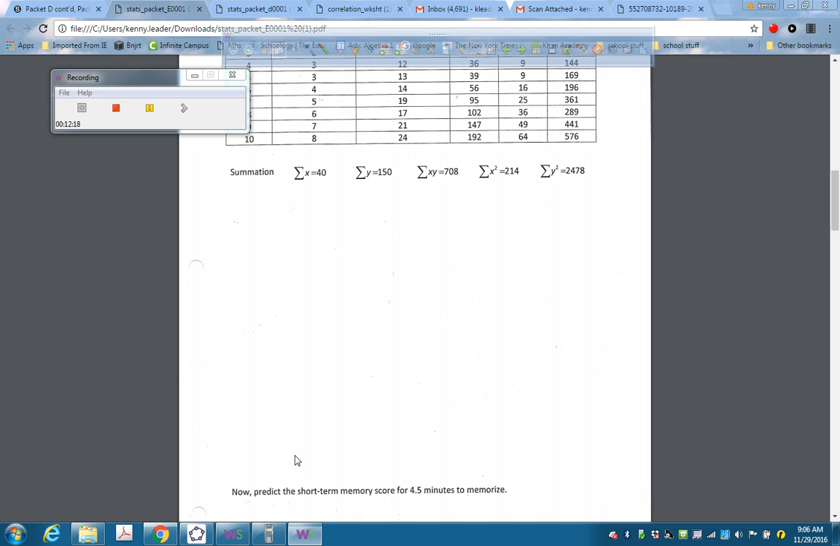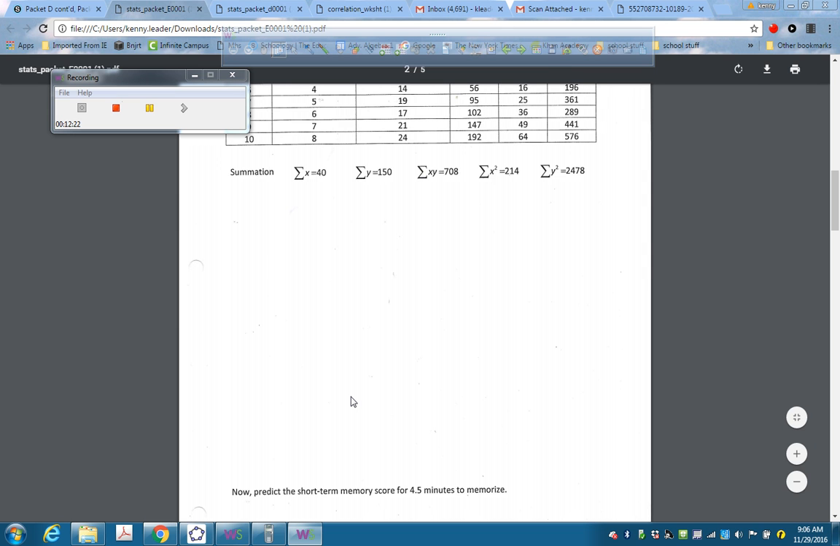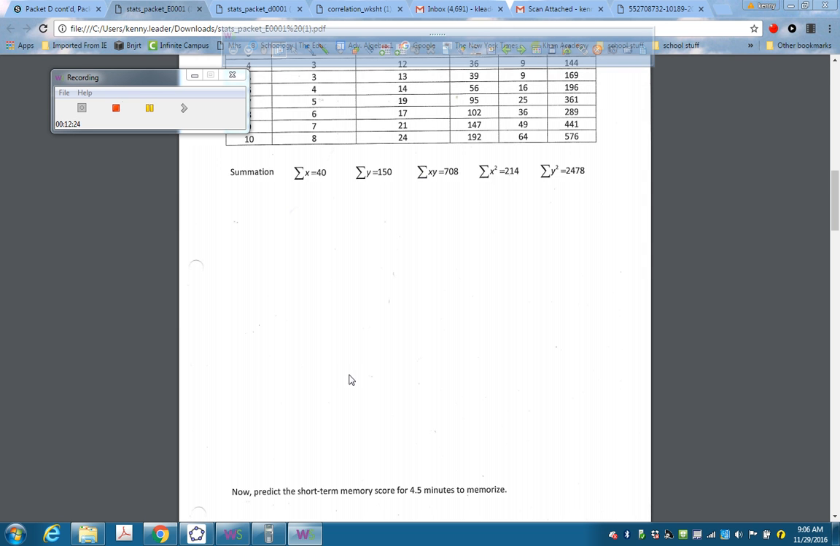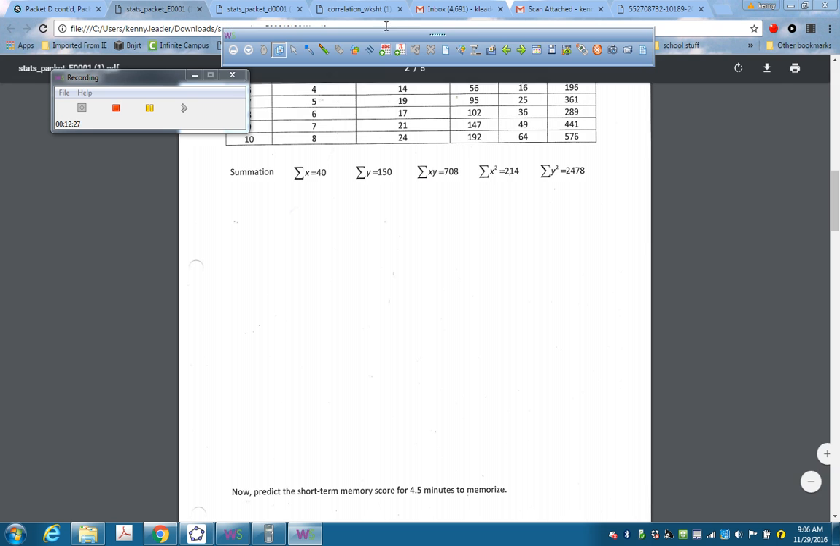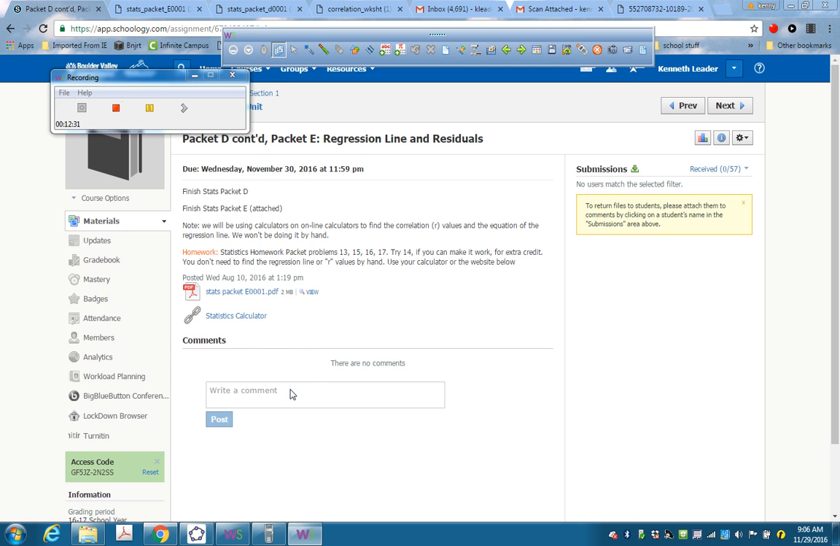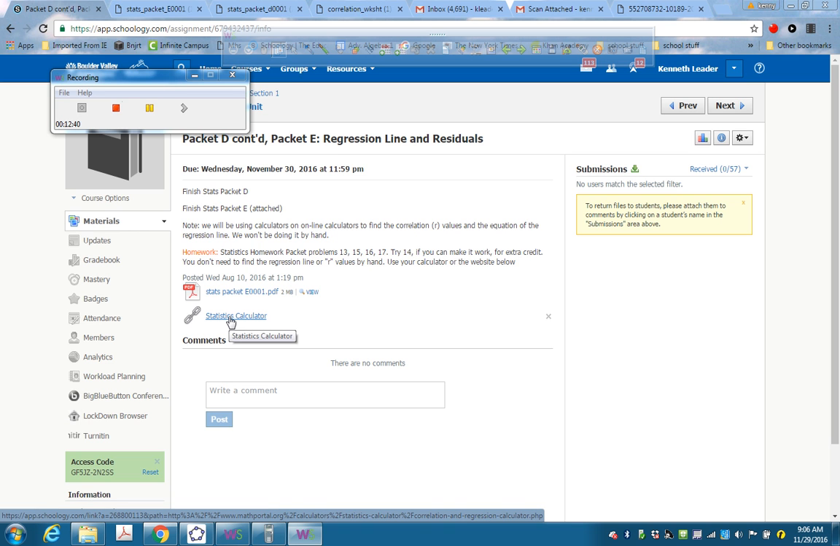Does everyone have a calculator? Oh, good. If you have one, I'll show you this cool website that we found. If you go to this link on my Schoology, you have to go to Schoology and hit this thing called Statistics Calculator.